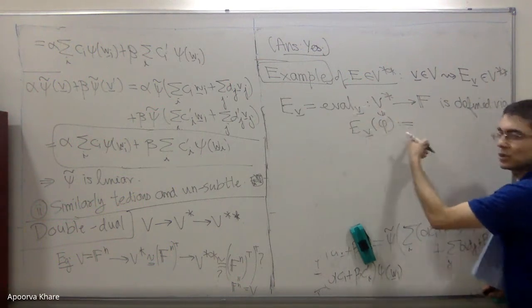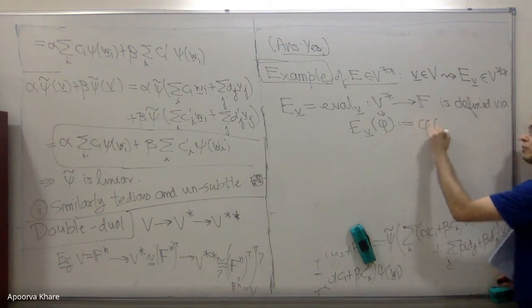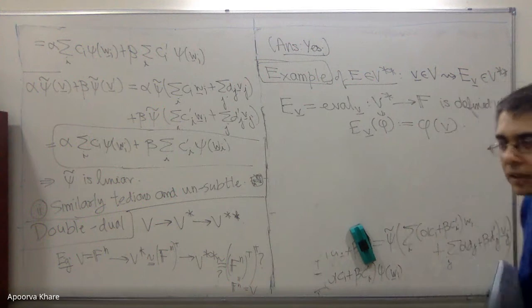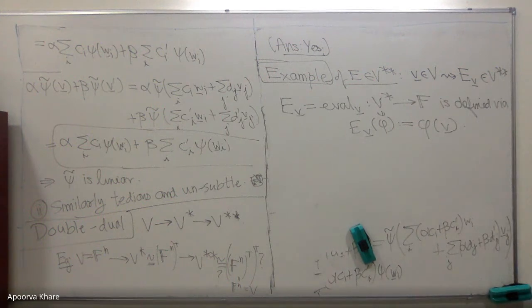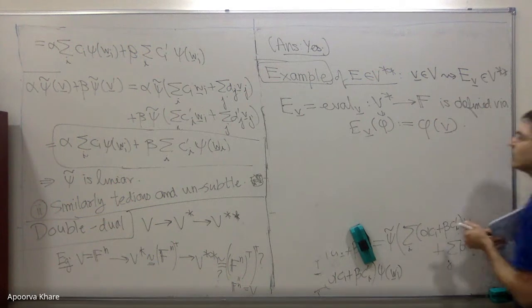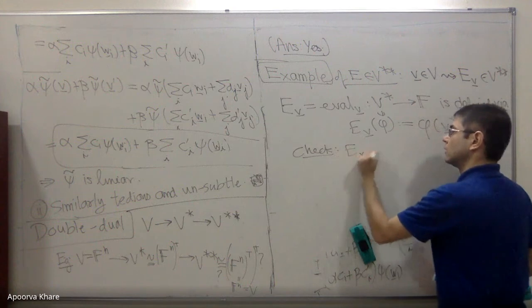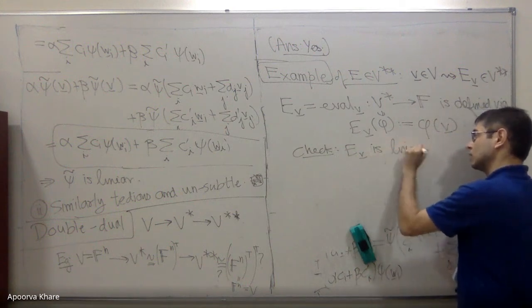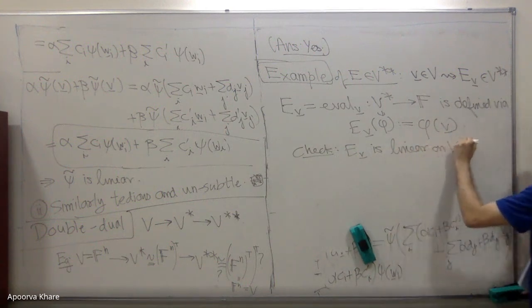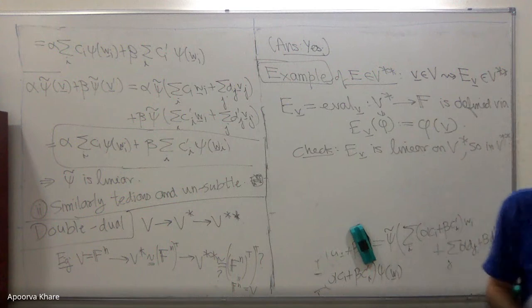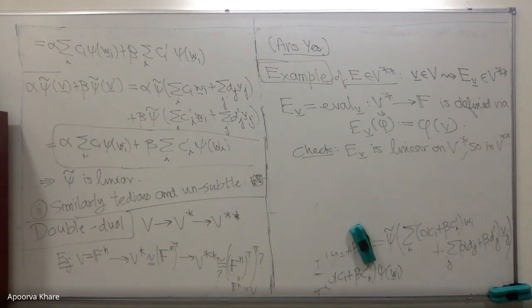And evaluate means you can guess what this is going to do. It's going to give you the scalar, which is phi of v. And the claim is this is exactly a linear functional on the dual space. Okay? So check this is linear on V star, and therefore it's in V star star. That is the claim. That is not hard to check.